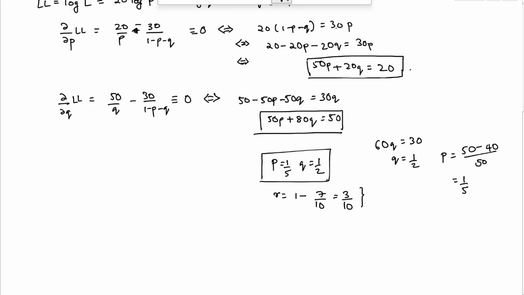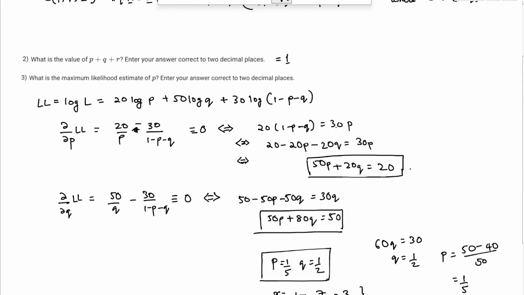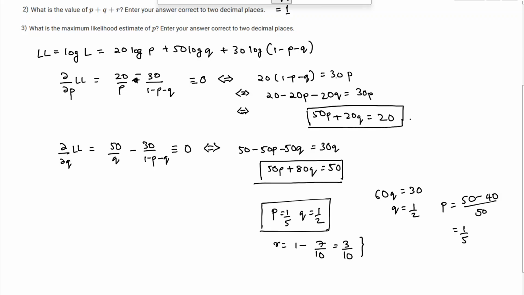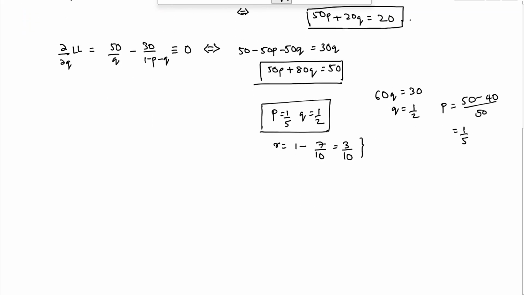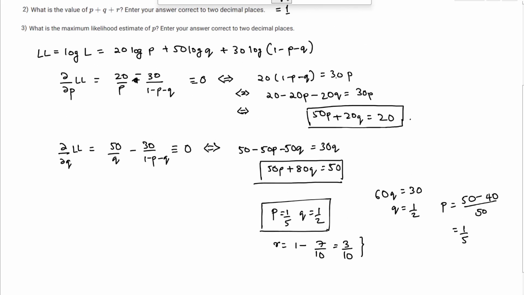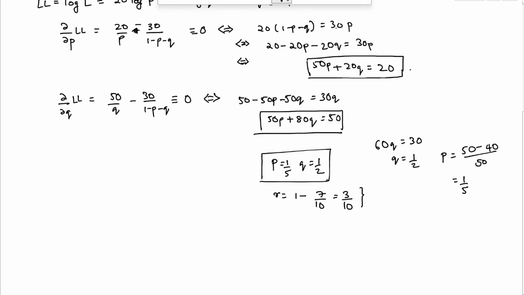Now we need to find the double derivative of the log likelihood and see if this actually satisfies the maximum criteria, which means we want the Hessian matrix to be negative definite, right? Okay. So first of all, let's consider this term where we take the double derivative with respect to p. What will that be? That will be minus 20 upon p square, right? And then you have minus 30 upon 1 minus p minus q whole square, right?